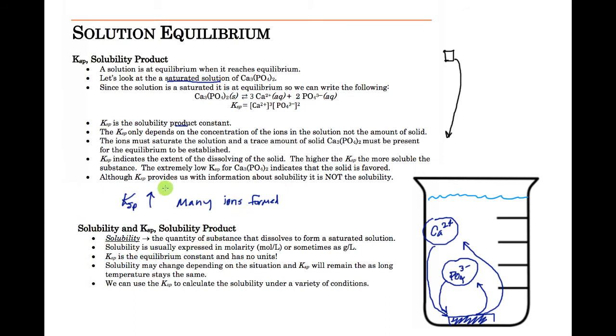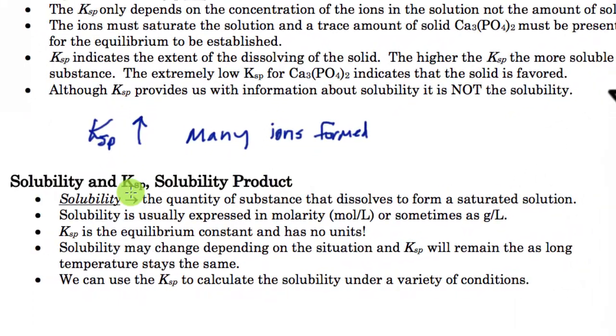So one other thing I need to mention, since I'm making a lot of connections here between KSP and solubility, is that KSP is not solubility. There is a relationship there, but they're not exactly the same thing, so be careful with this. Solubility is essentially how much solid is going to dissolve to make the solution saturated. The units that we always use for solubility are molarities, or sometimes grams per liter or per milliliter, depending on the scenario. Essentially, it's about how much is dissolved into a volume of solution.